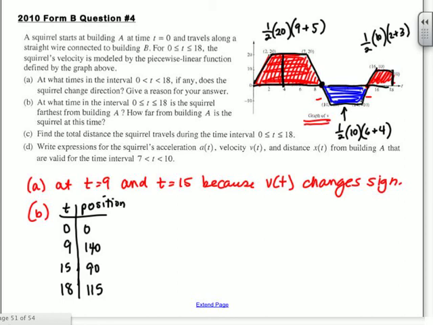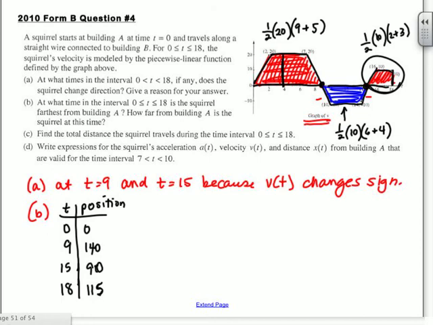Wait, what are you adding to? The last number. Yeah, so you're just doing one chunk at a time. So you're saying at 15, I was 90 meters away from the building. So now what if I add on this positive distance? Okay, then I'm going to be 115 away.